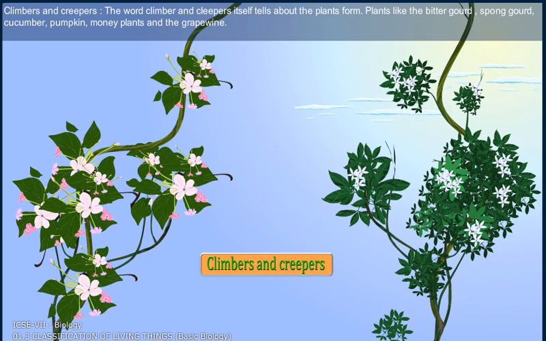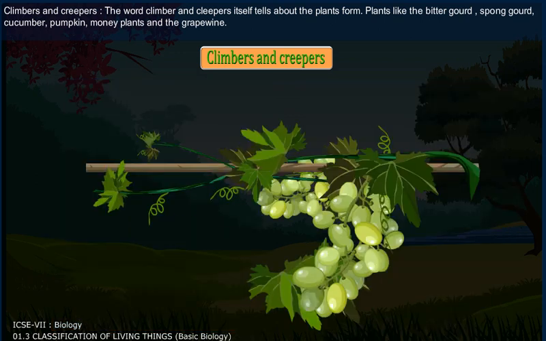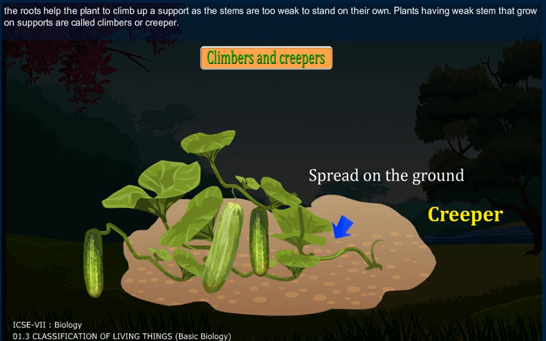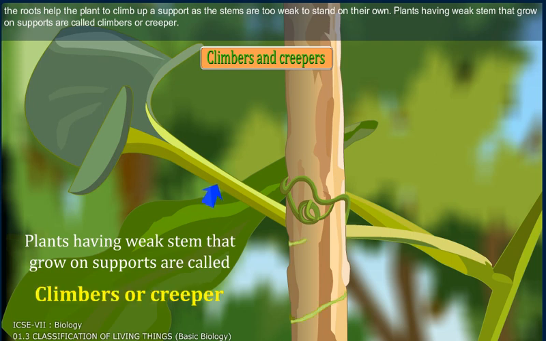Climbers and creepers. The word climber and creeper itself tells about the plant forms. Plants like the bitter gourd, sponge gourd, cucumber, pumpkin, money plant, and the grapevine, the roots help the plant to climb up to a support as the stems are too weak to stand on their own. Plants having weak stems that grow on supports are called climbers or creepers.